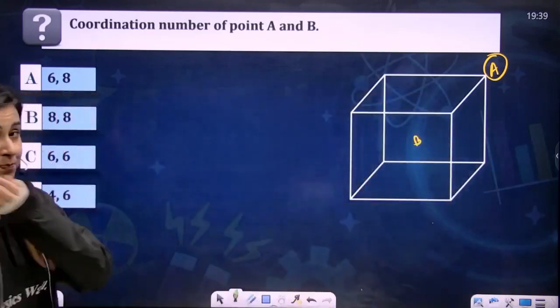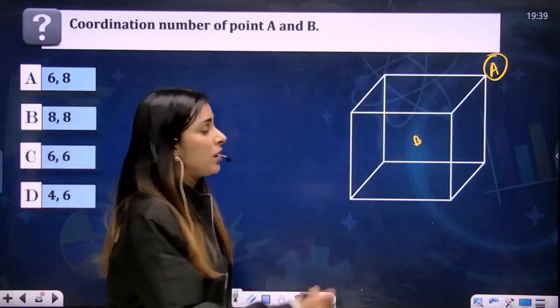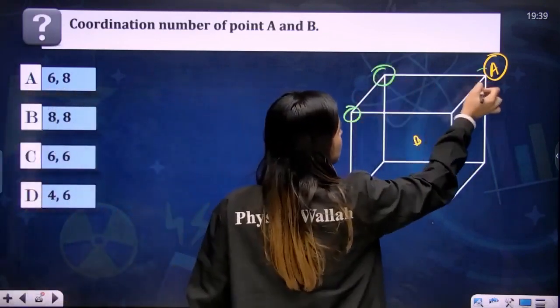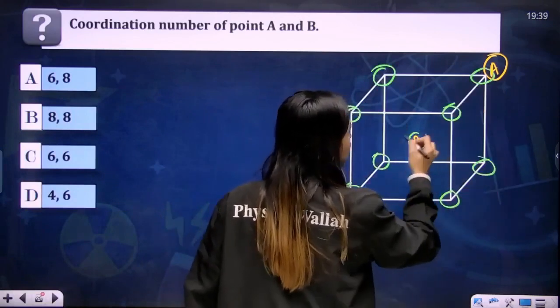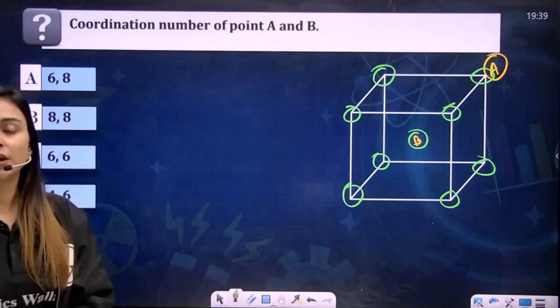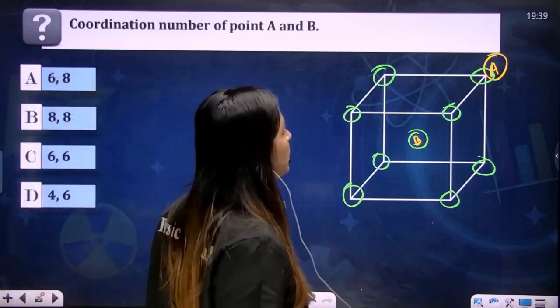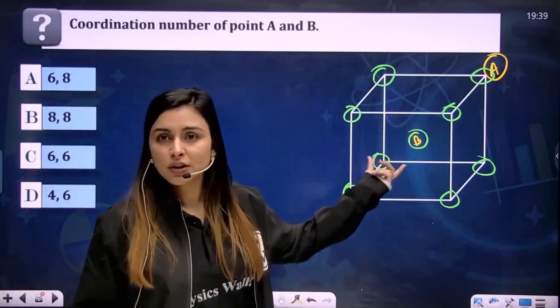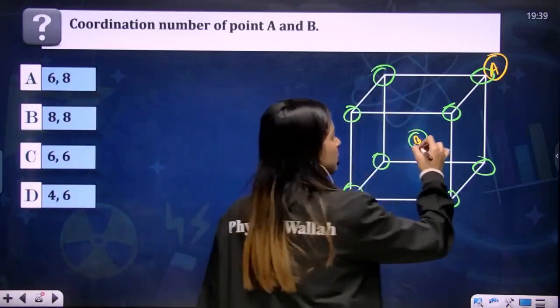It says that you have atoms here. So it is a body centered cubic crystal system. I hope you can see, because atoms are present at the corners and at the center. You have to tell the coordination number of A and B. See, A is in a body centered cubic system, so it will touch along the body diagonal. So it will touch B.